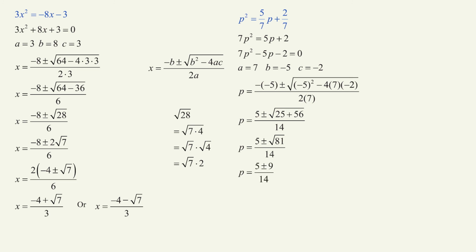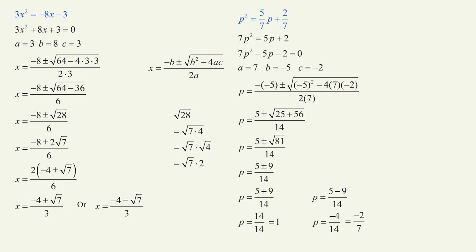We have to segregate the numerators now. 5 plus 9 is 14, which divided by 14 is 1. With the minus, we have 5 minus 9, which is negative 4, divided by 14. This simplifies to negative 2 over 7.